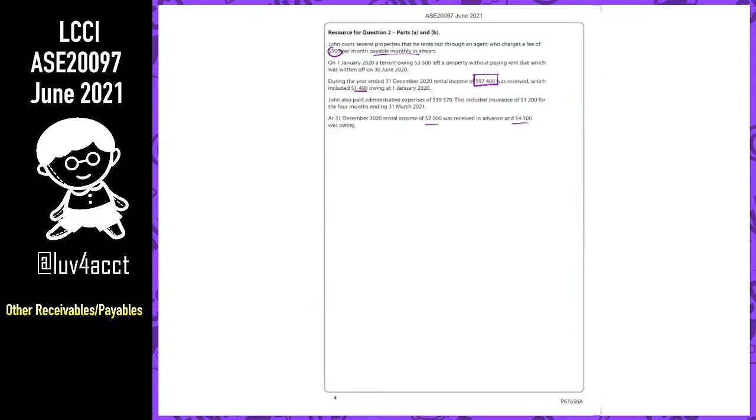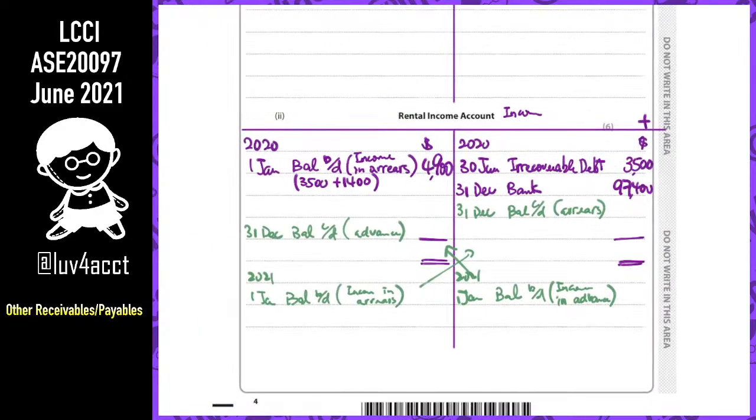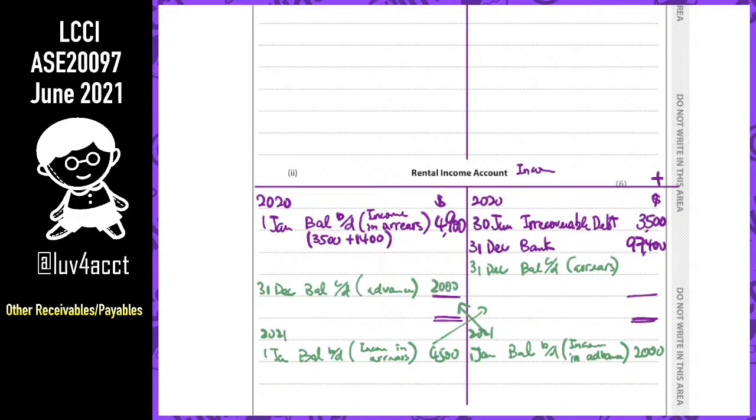So how much? Let us put the item first. 2,000 owing, is it? No, 2,000 was received in advance, 4,500 owing. So owing 4,500, in advance 2,000. So it goes to the opposite side, 2,000 here, 4,500 here. And then last of all, you have to decide how much goes into our statement of profit or loss.